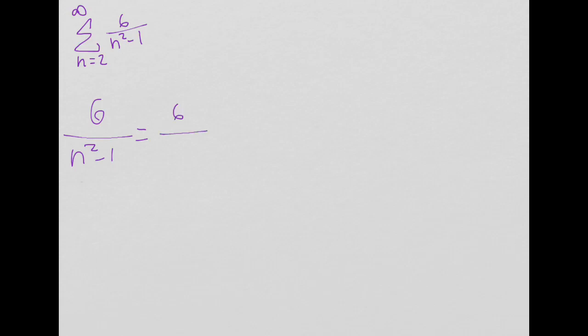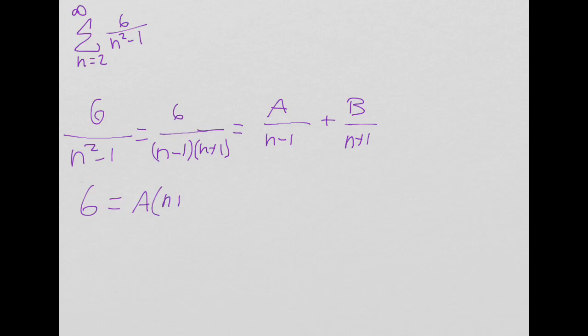Remember, first step is always just going to be to factor that denominator. This n squared minus 1 is a difference of squares, so we're going to get n minus 1 times n plus 1. Cool. And now is when we actually split this up and say a over n minus 1 plus b over n plus 1. And now we want to multiply by our original denominator on both sides.